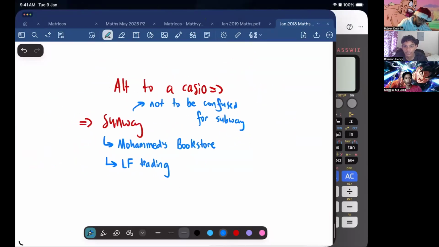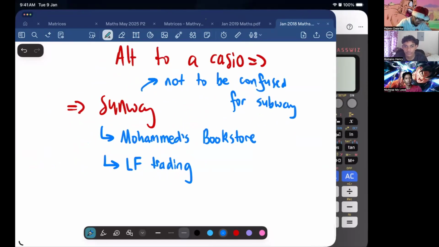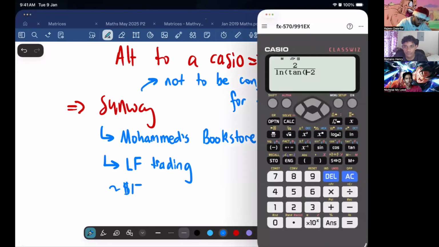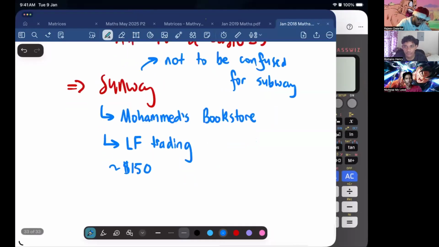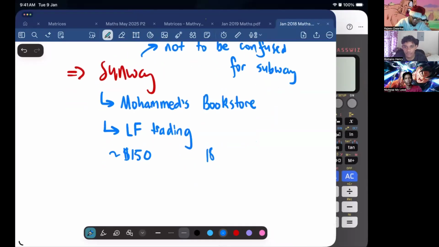Right, so you can get it. I believe the price range is around $150, I think. A shop is like 185 or 135. So I have no excuse, sir. I have no excuse to not have a calculator in 2025, going into 2026. Oh my God, it's my brain. It is my brain.